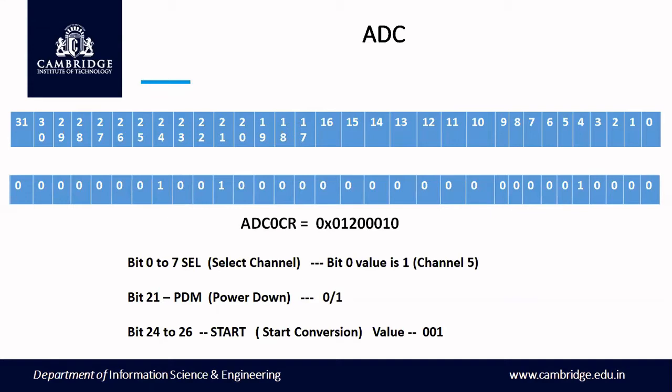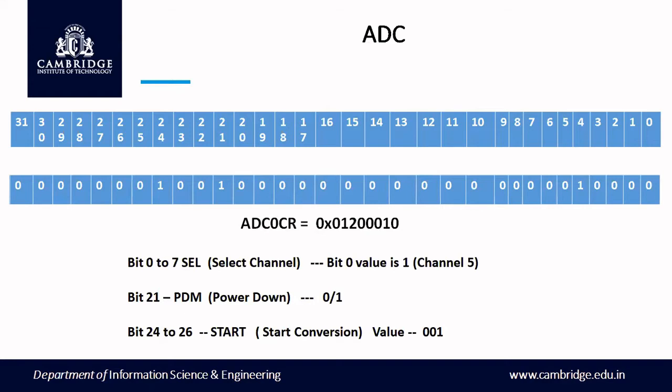Bit 21 is used for power down or power on, so in that 21st bit position you have to place 1. Same way, bit positions 24, 25, 26 are used for start conversion. In that you have to place the value 0, 0, 1. Once you put all these values in your 32-bit register and convert it into hexadecimal, you are going to get the value 0x01200010. That should be stored in AD0CR. Clear? You should note down all these things.